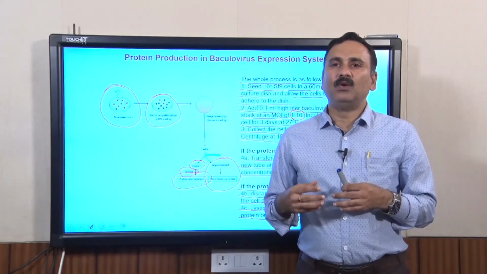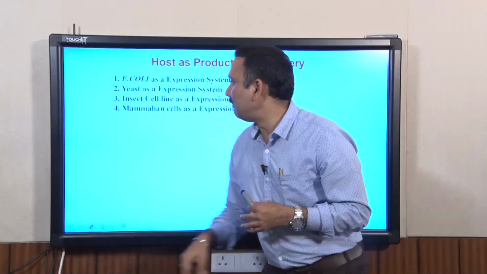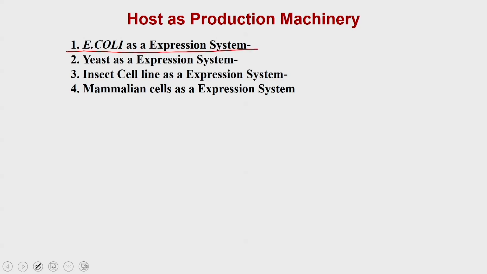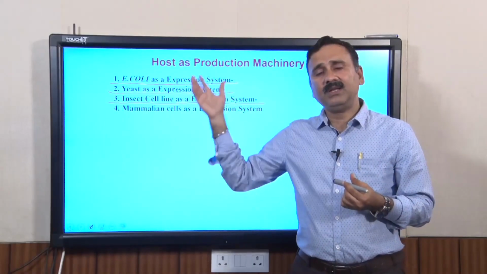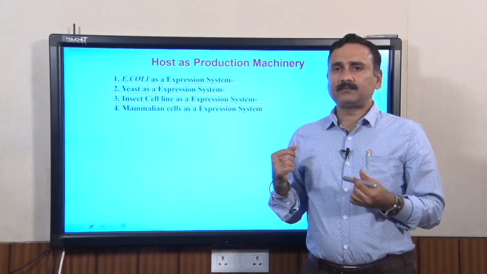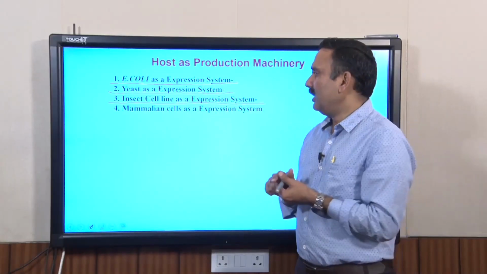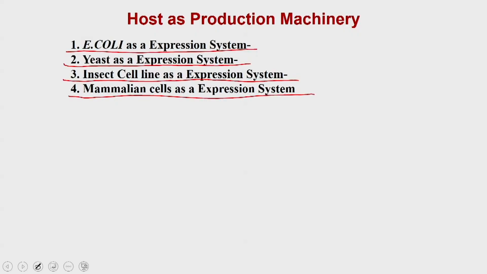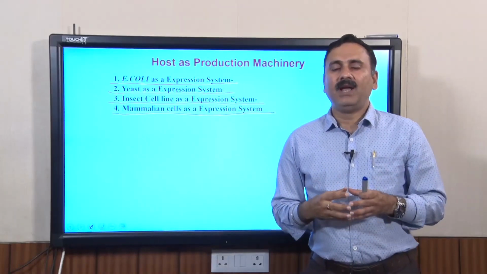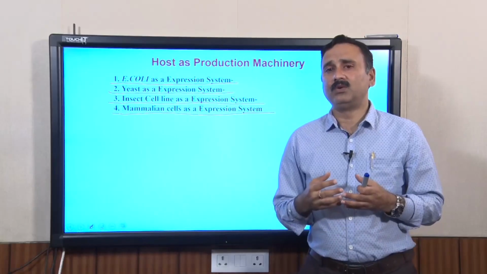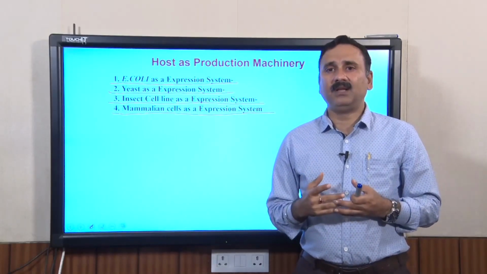So far we have discussed E. coli as an expression system, we have also discussed yeast as an expression system, and lastly we have discussed the insect cell line as an expression system. We have discussed the different approaches and different options available in all these expression systems, and in a subsequent lecture we are going to discuss mammalian cells as an expression system. And with this I would like to conclude our lecture here.